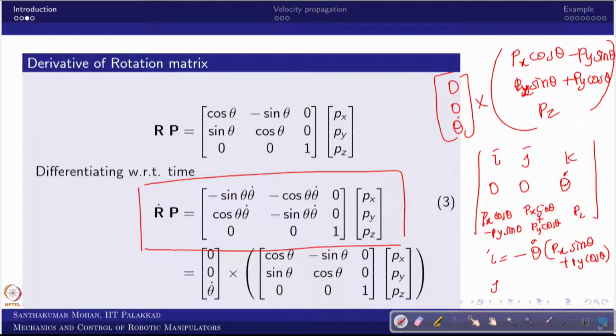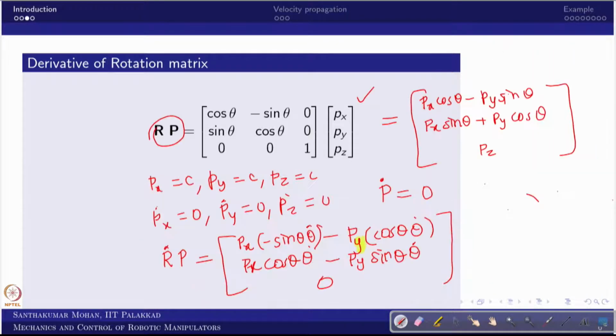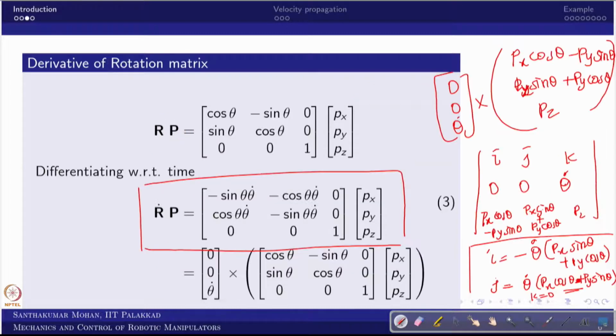Then you can see what would be the j vector. J vector would be again theta dot, so it is minus of minus plus, so that is why I have taken it that way. So Px cos theta, okay, plus Py sin theta, right. So like this I'll get minus this minus, right. Now you can see the k would be 0. Now this is what we obtained in the previous equation, right. The same thing we obtained in two forms, right.